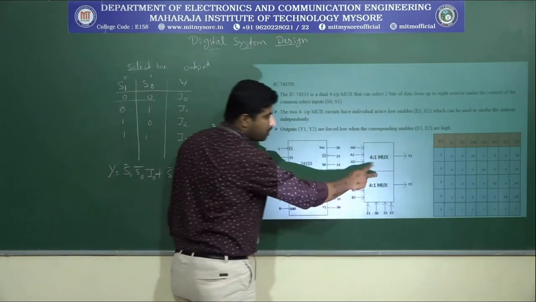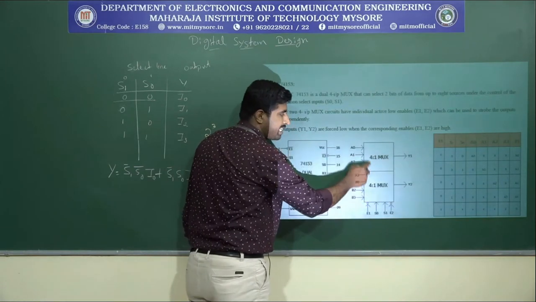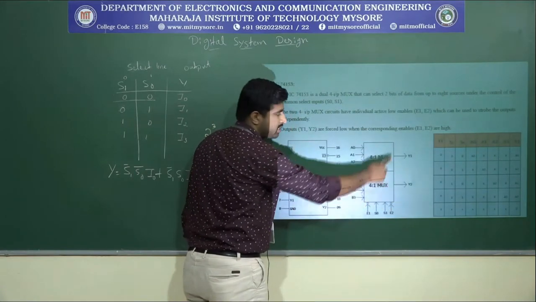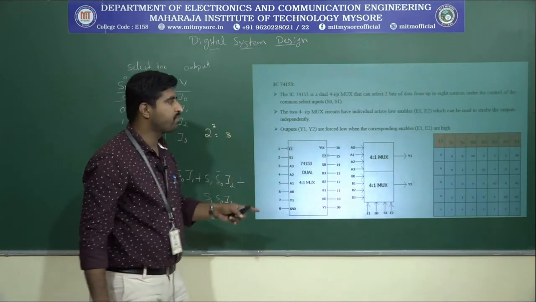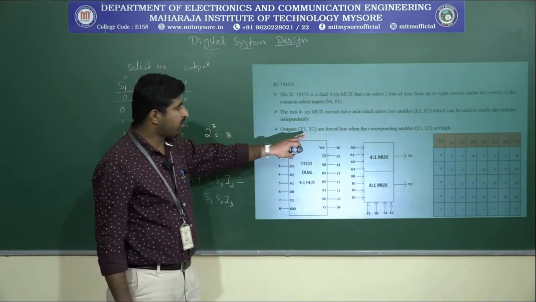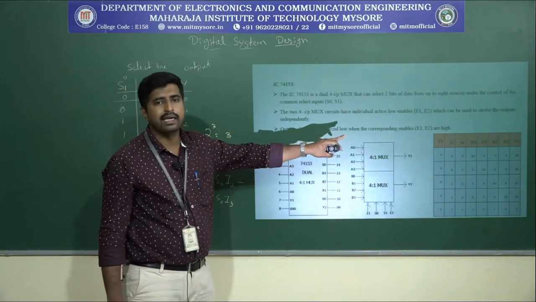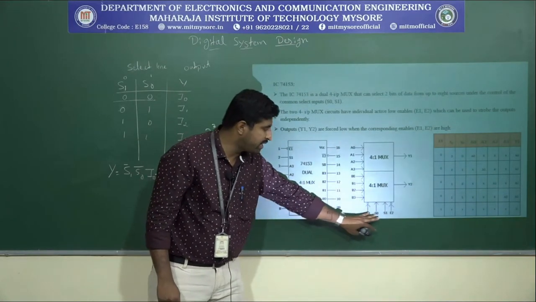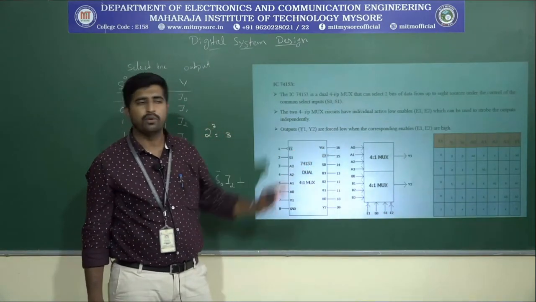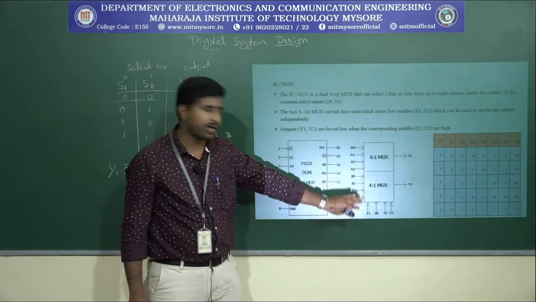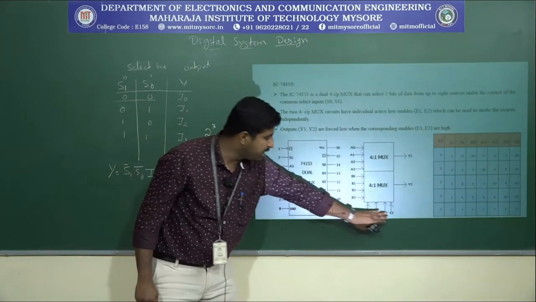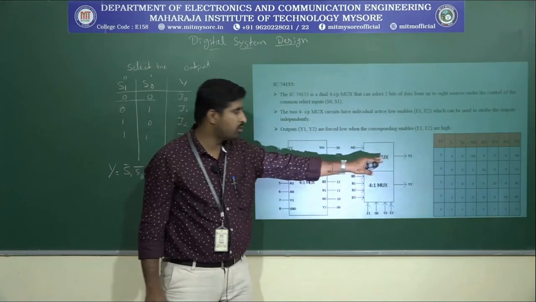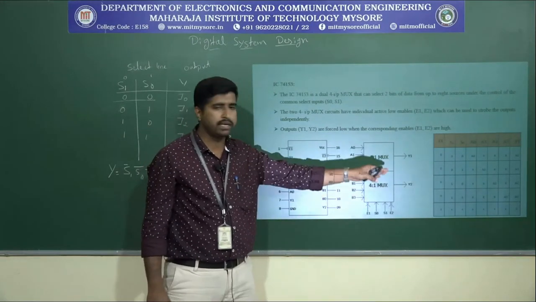So this was the dual 4:1 mux. We get two outputs: one output corresponding to this mux, and another output corresponding to this mux. The outputs are represented as Y1 and Y2. Y1 and Y2 are low when the enable pins are high. As I said, these are active low pins. When E1 and E2 are both 1, the output will be 0 because both muxes are disabled. E1 disabled means this mux is disabled, and E2 disabled means this mux is disabled. So when both are logic high, both muxes are disabled, so the output will be 0.